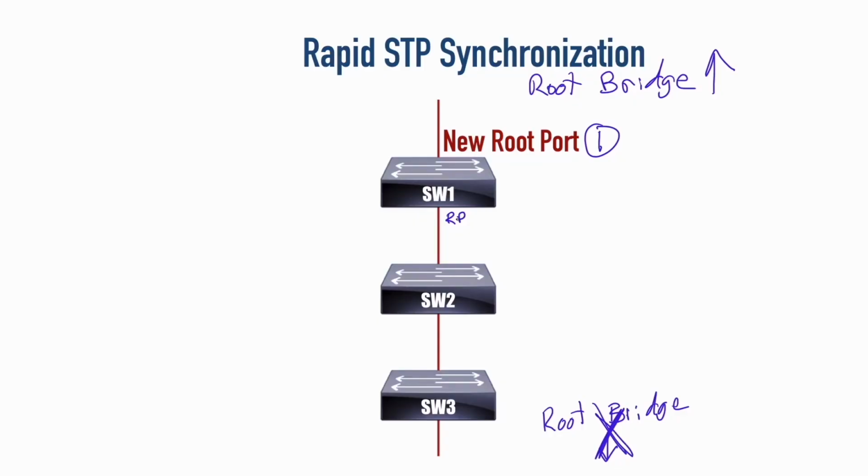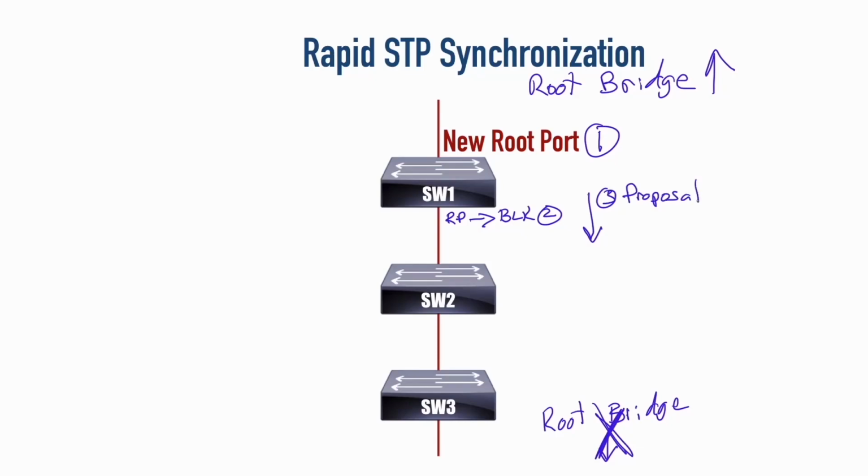Well, as a second step, once it elects a new root port, what's it do with the other root port? Well, that root port, just to prevent any sort of temporary loop, is going to go into a blocking state. So it's going to block. That's going to be step 2. And we want to proactively inform switch 2 about this change. So what we're going to do, step 3, is we send out a proposal.